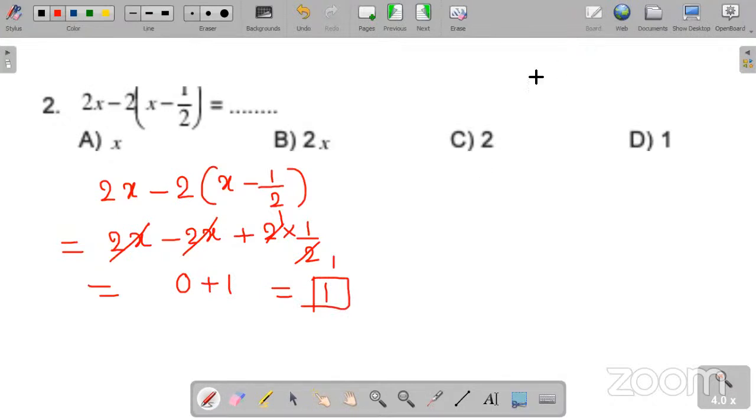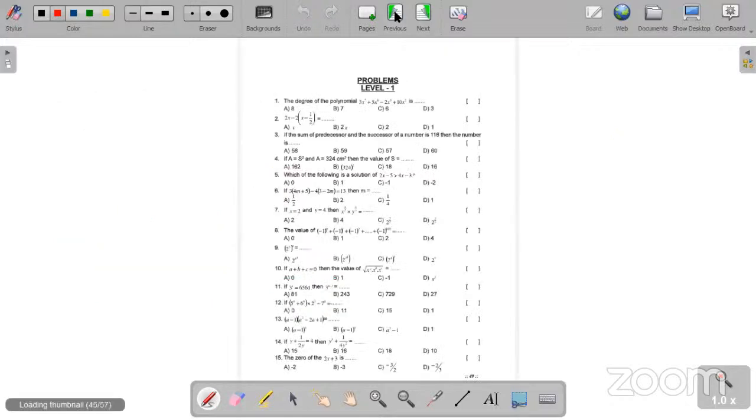You check your answers. Not C. D is the right answer. D is the right answer. Right. So let us move to another question.